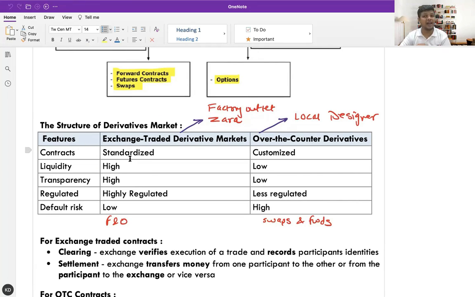Both have their own advantages and disadvantages. For example, when you want to buy a currency, you don't go to the exchange, you don't go to the NYSE or something like that. You go to the bank to exchange the currencies, because banks will give you exactly what you want. For example, if I want $17,252 to be exchanged, the bank will give me that, correct? But that contract is very difficult to find on an exchange where you have standard contracts.